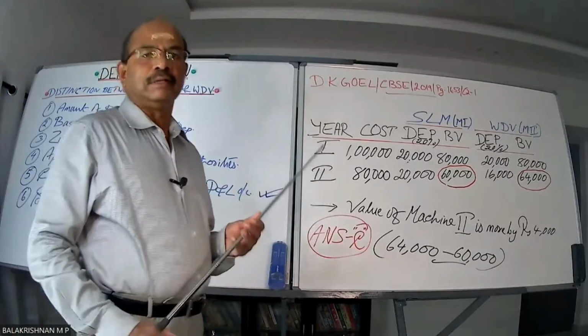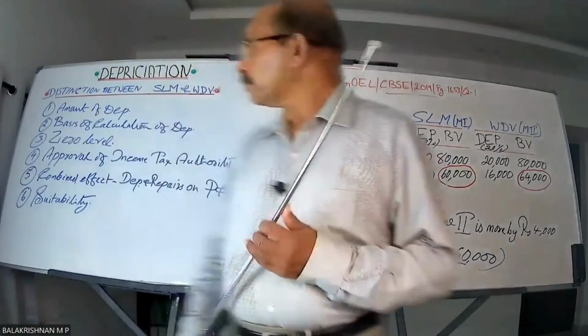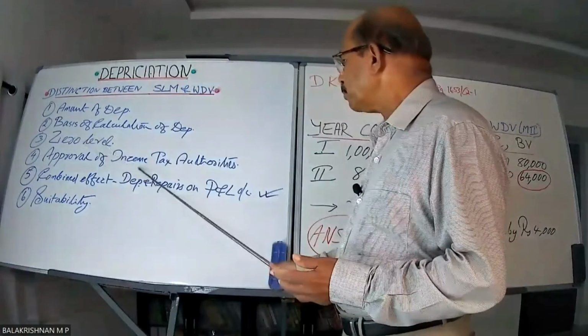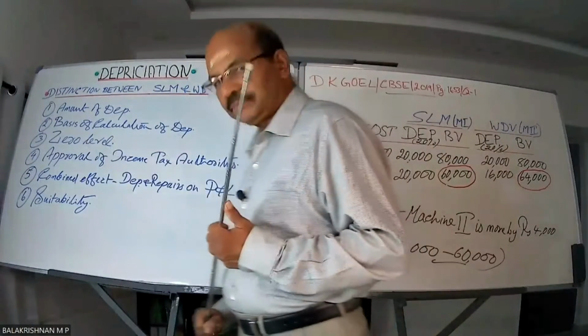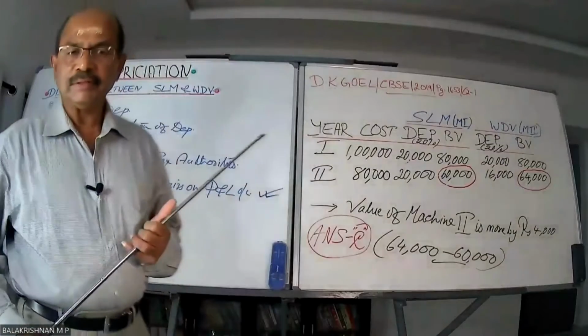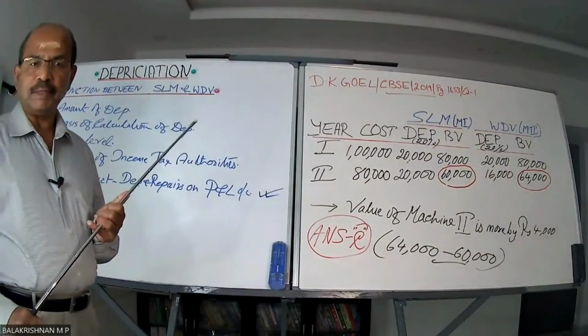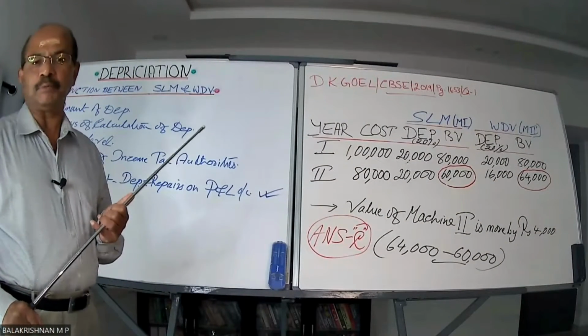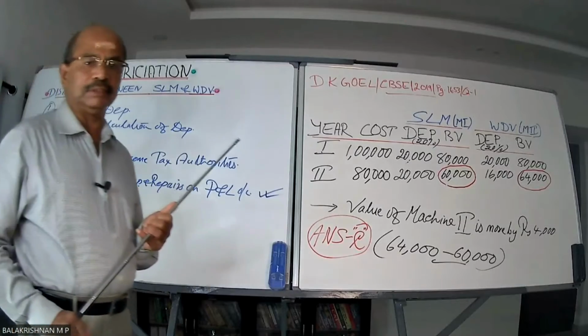Okay. And the fourth, approval of income tax authorities. See, WDV is the only one approved by the income tax authorities. SLM is not approved by the income tax authorities.